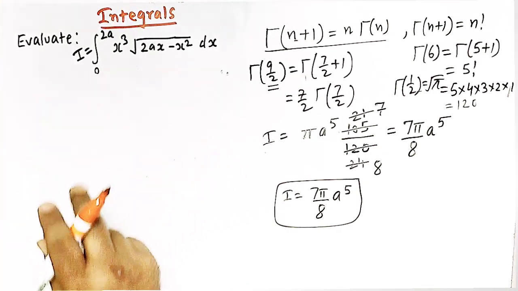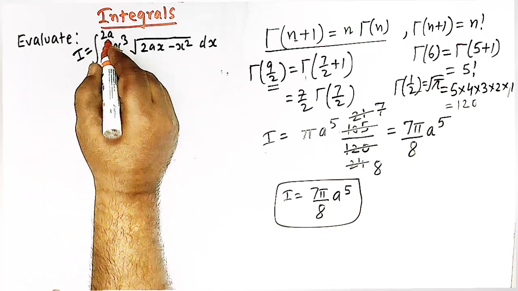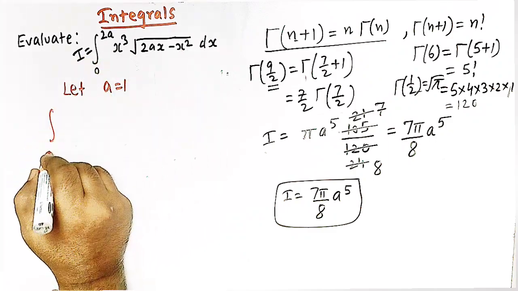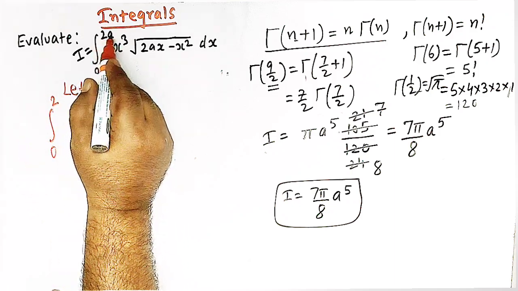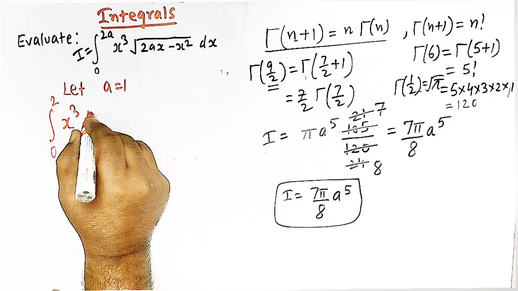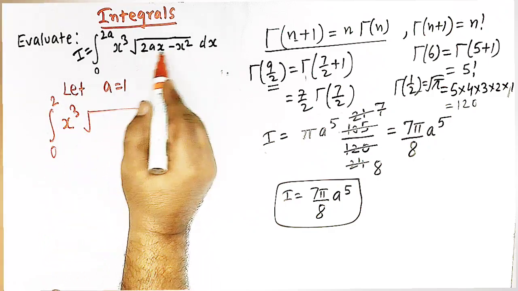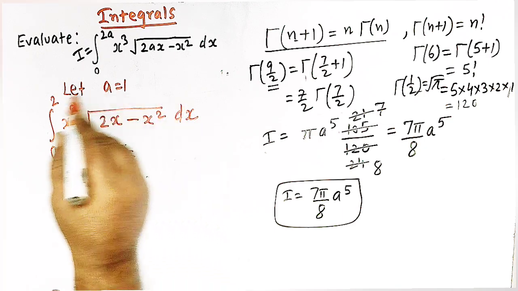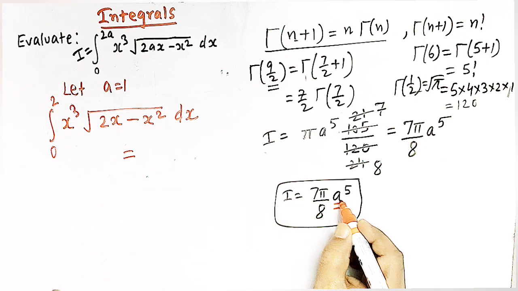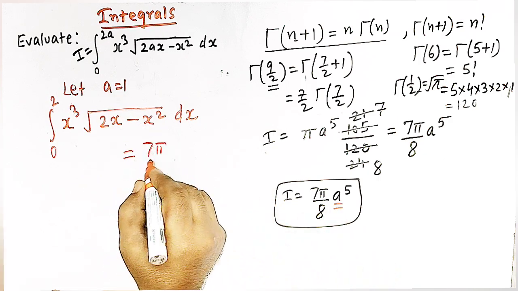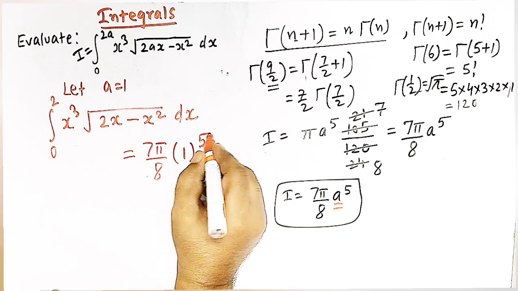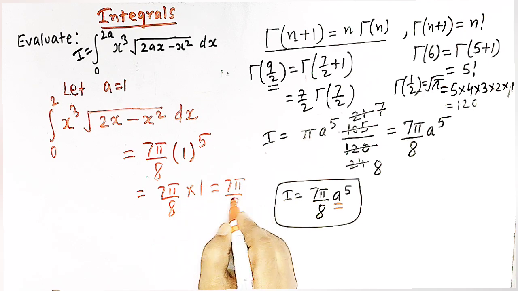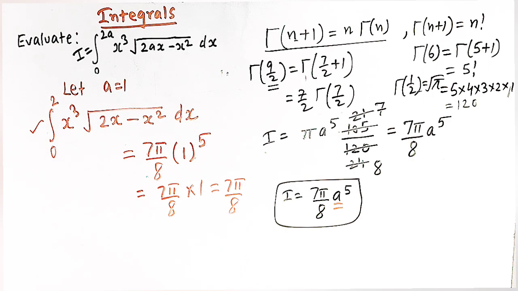So now here we can make an important deduction by taking a special value of a. Suppose we take a is equal to 1, right? Then we have this integral that is 0 to 2, because we are taking a is equal to 1. So 2 times 1 is 2. Here we have x cube and square root of 2ax minus x square. So a is 1. So here we have simply 2x minus x square and dx. Now the value of this integral can be obtained by replacing a by 1 in this expression. So we have 7 pi over 8 times 1 raised to 5, and this is 1. So we have simply 7 pi over 8 times 1, that is equal to 7 pi over 8. So the value of this integral is equal to 7 pi over 8.